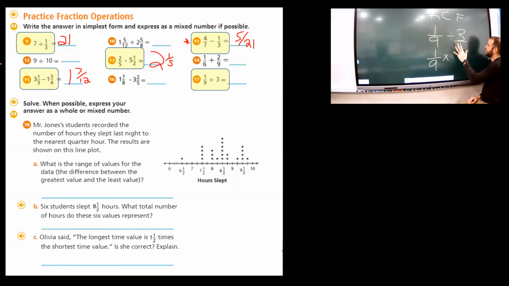Remember what 3 actually is. 3 is 3 over 1. That didn't flip it. That's just what it is. So now flipping it, it turns into 1/3. 1 times 1 is 1. 9 times 3 is 27. Is this smaller than the 1/9? Yes, it is. So that makes sense.